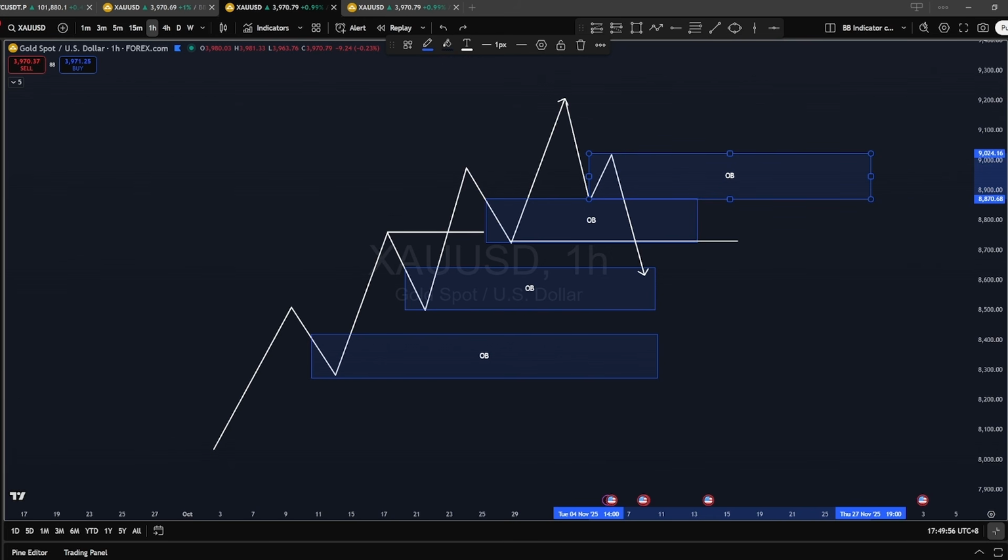Now, before I finish up with the theory before looking into the live charts, there's one more thing I want to include to make sure that you guys have an increased chance of winning with your order blocks. Can anybody guess what this is going to be?